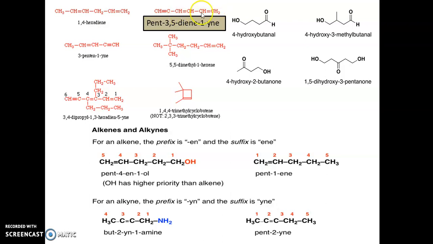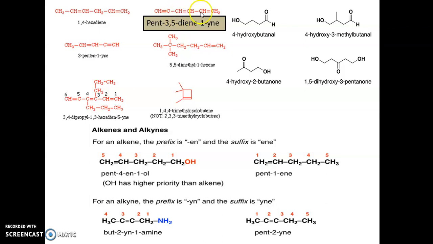So that means ene, that means alkene, is the second priority group. What are the positions? 1, 2, 3 is the position, 4, 5 is the position. So 3 and 5 are the positions of the double bonds. So hex-3,5-diene, then the main functional group alkyne. The position of the main functional group alkyne is carbon number 1. So 1-yne.